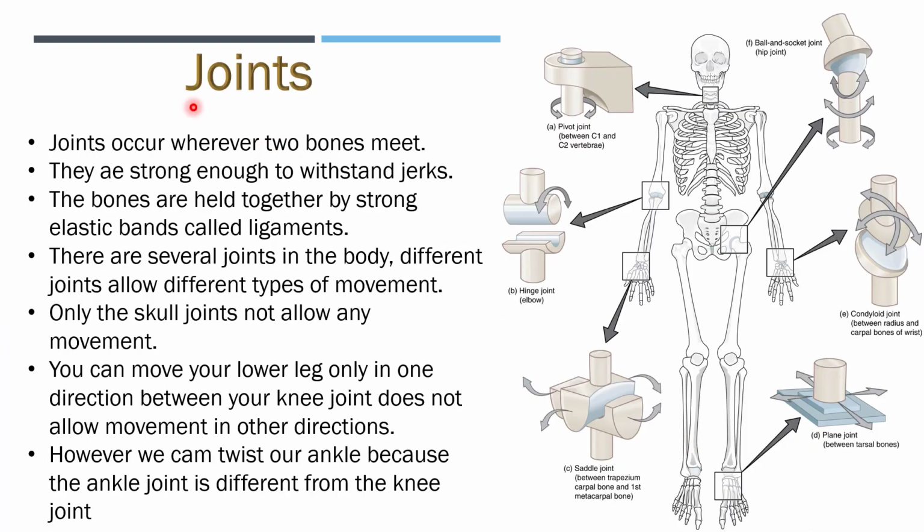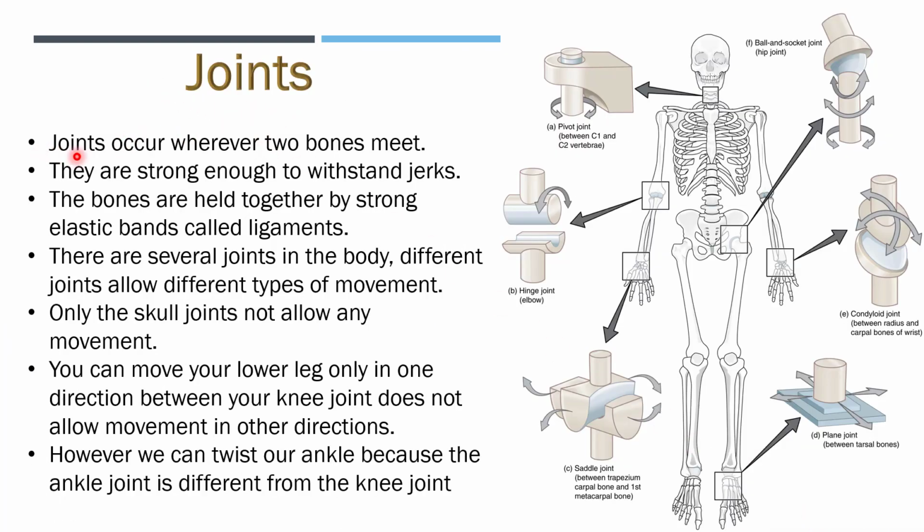Now let's have a look at the joints. A joint occurs wherever 2 bones meet. They are strong enough to withstand jerks. The bones are held together by strong elastic bands called ligaments.